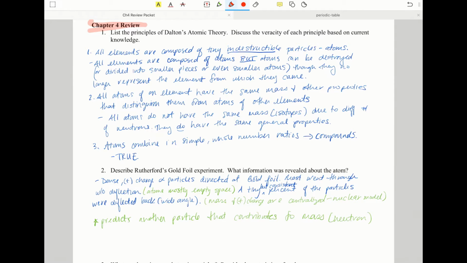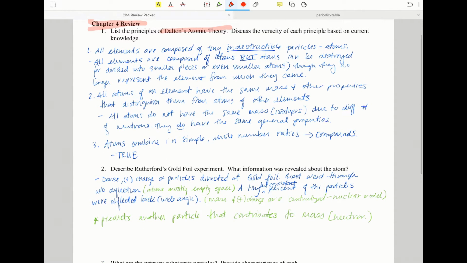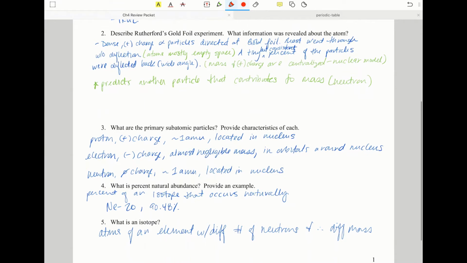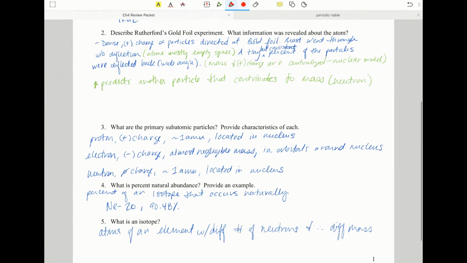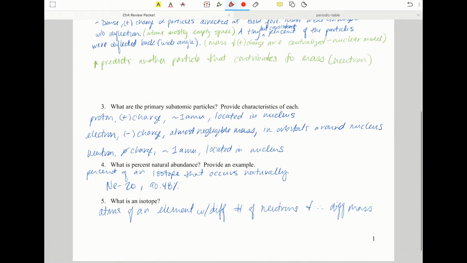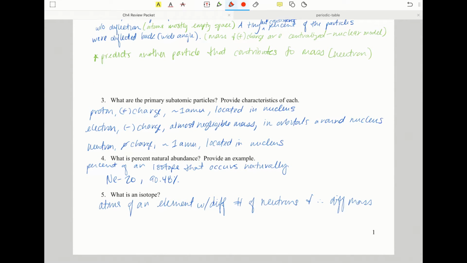So, Dalton's atomic theory, right? Make sure you know those principles and make sure you can discuss the things that are no longer true, or the things that are not as true as originally written a very long time ago. Rutherford's gold foil experiment, right? The key thing is from Rutherford's gold foil experiment, we get the concept of the nuclear atom. That's where the concept of the nucleus comes from, which is a huge development in atomic theory. The subatomic particles, I assume you know those things.